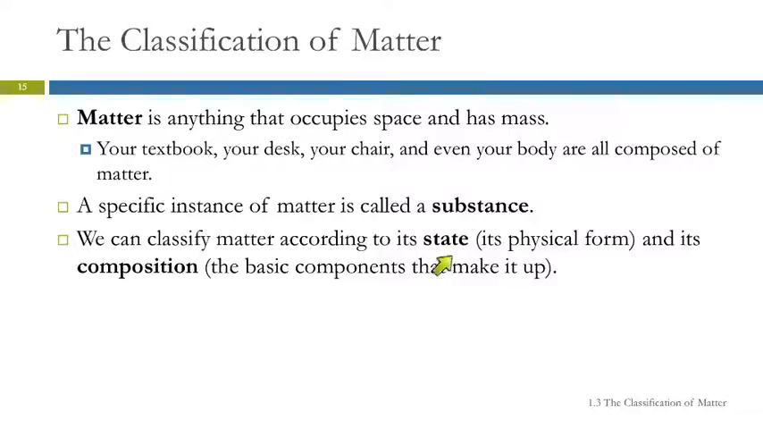So we use the word substance a lot. When the scientist says substance, we mean a specific instance of matter, a particular kind of matter. So I could say that this pen is a substance. The soapy water in this wash bottle is a substance. Okay? So it's just a particular kind of matter.